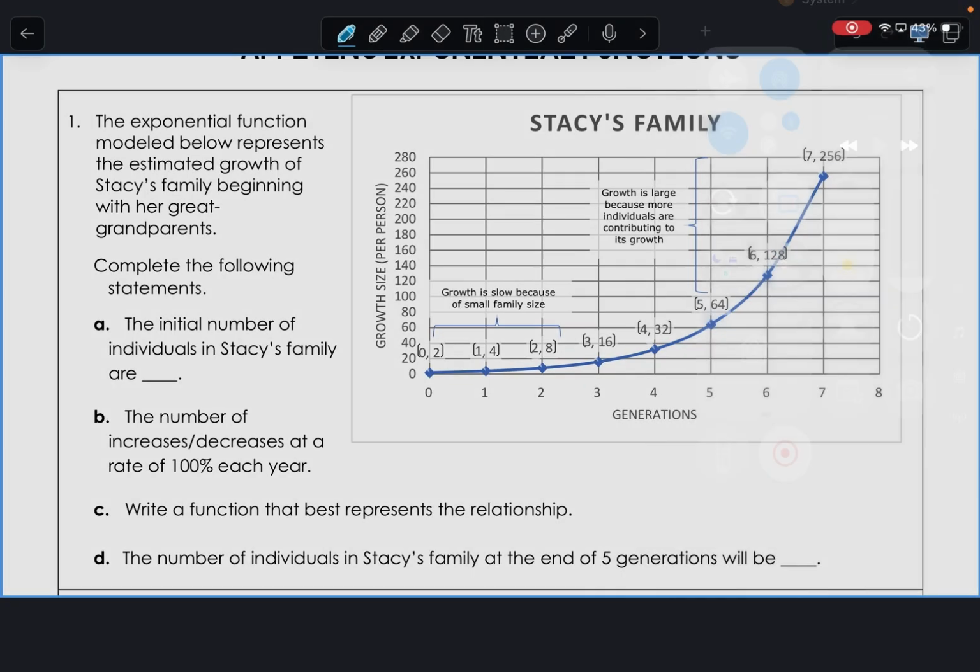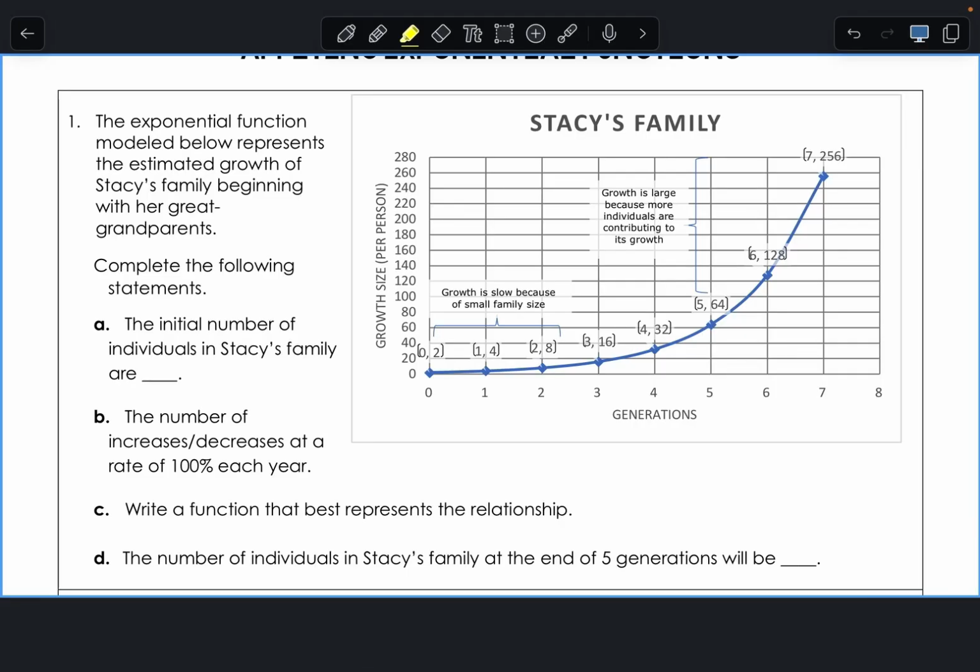All right. Complete the following statements. The initial number of individuals in Stacy's family are what? 8 generations. What's the key word there? Estimated growth. Exponential function. Look at part 8. What is... You're shouting out words that aren't even in that.